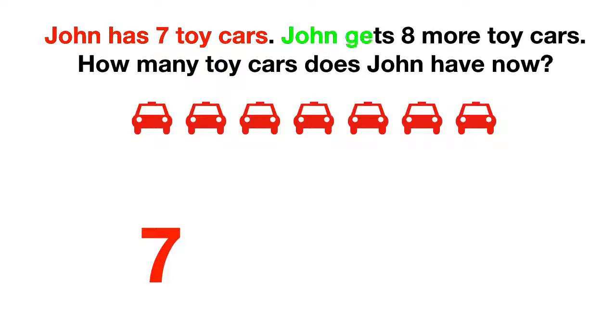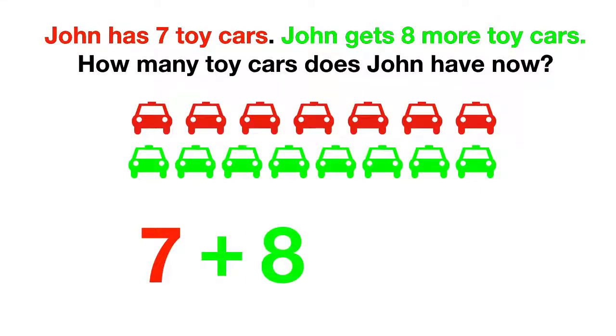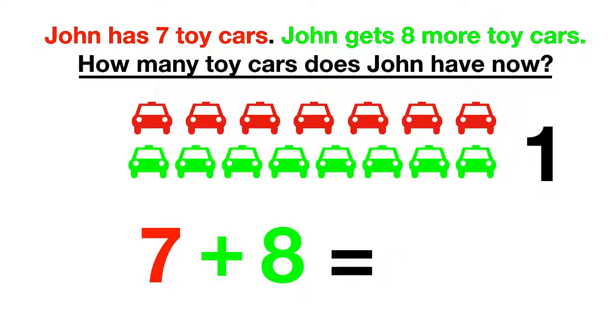Now we show John gets 8 more toy cars. 1, 2, 3, 4, 5, 6, 7, 8. Now we can say John has added 8 toy cars. If we want to know how many toy cars John has now, we need to figure out what this equals by counting 1, 2, 3, 4, 5, 6, 7, 8, 9, 10, 11, 12, 13, 14, 15. We can find that John has 15 toy cars.